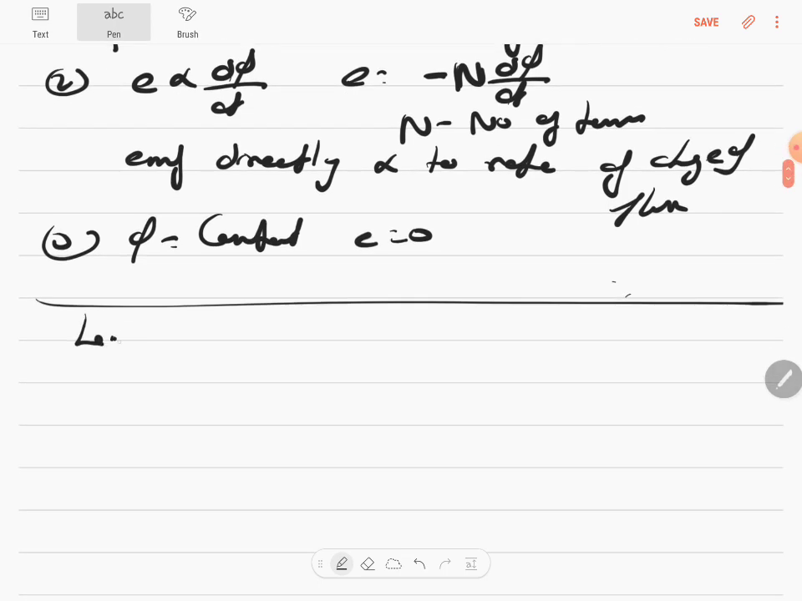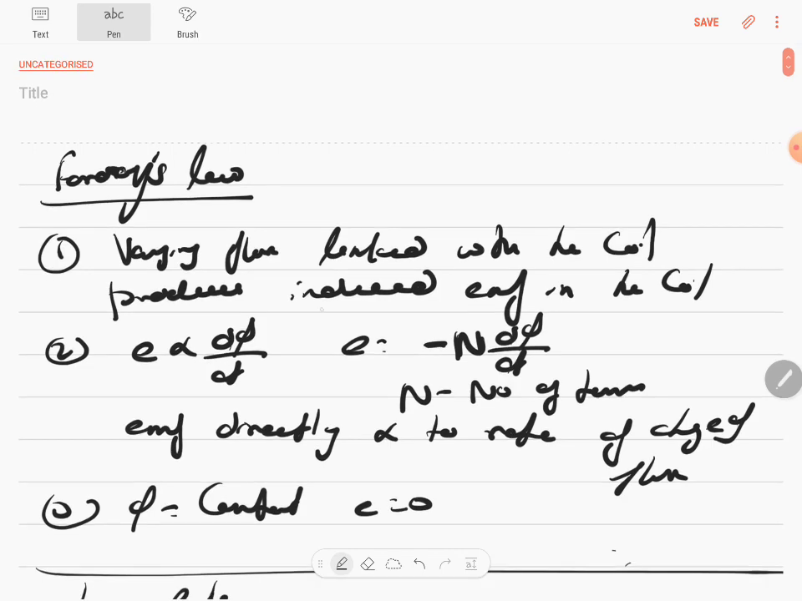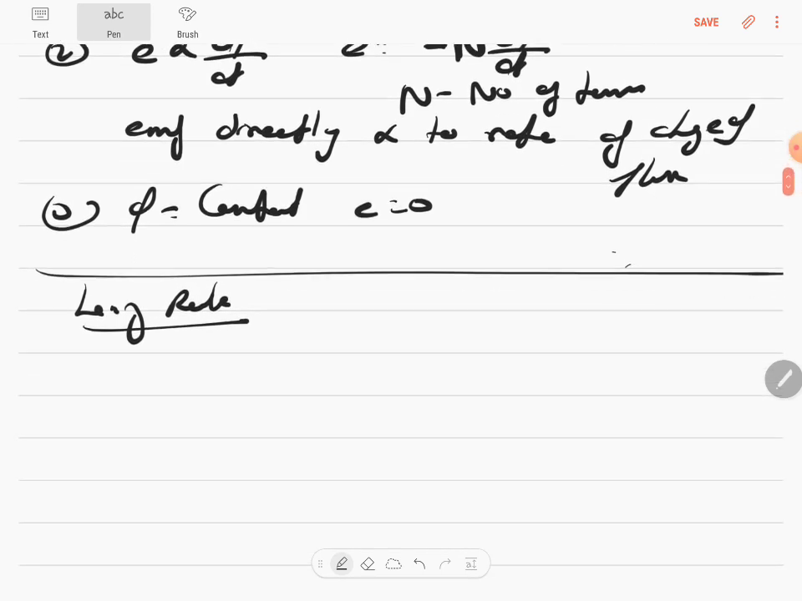Second is Lenz's rule. Lenz's rule is the same as Faraday's law, but it says there's an induced current. Here there's an induced EMF; instead you're going to say induced current, and that induced current is going to flow in such a direction as to oppose what has caused it.